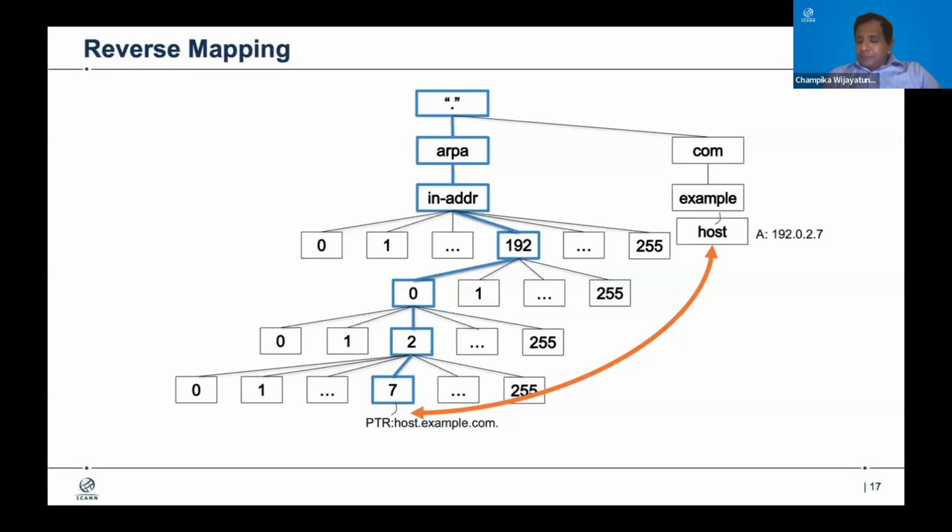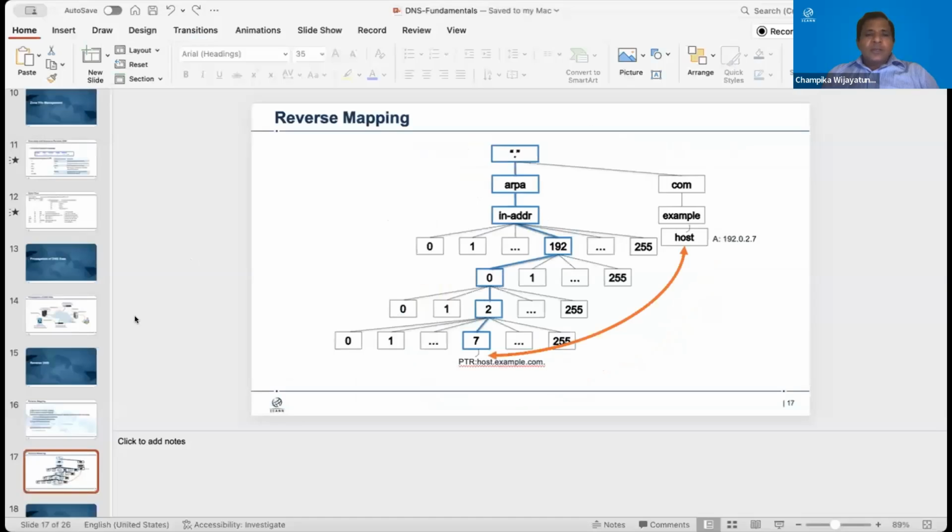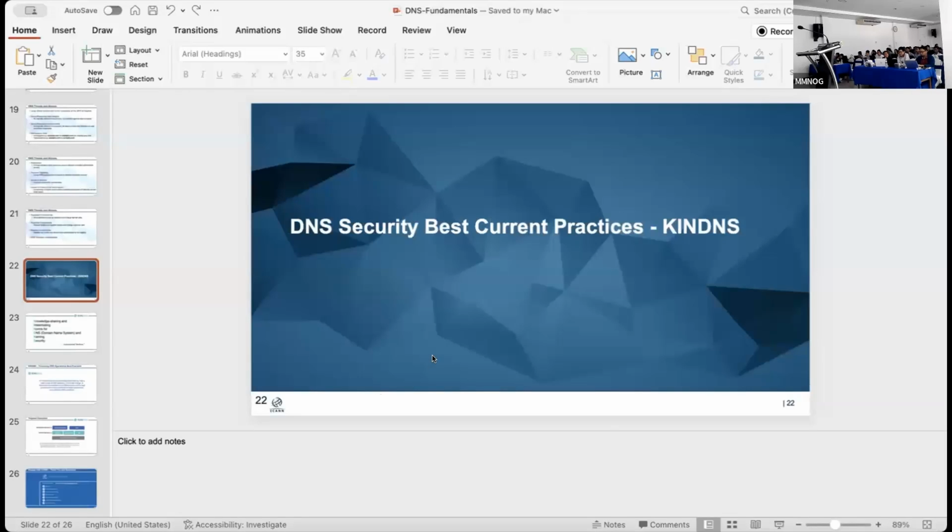Okay, now we have only a few more minutes. I also want to show you something else very quickly before we wind up. That's called the KINDNS platform that we have at ICANN. This is for DNS best practices. Hope you can see my slides here.